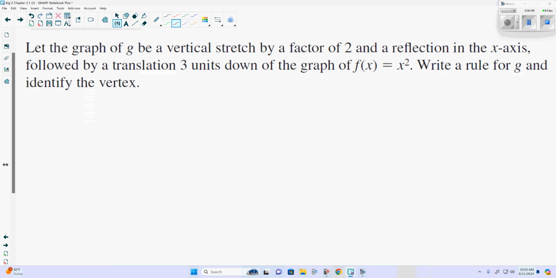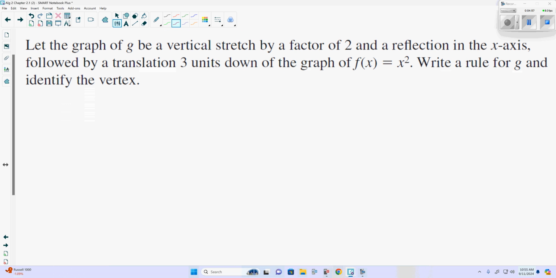So if we look at this first one here: let the graph of g be a vertical stretch by a factor of 2, reflection in the x-axis, followed by translation 3 units down of the graph f of x equals x squared. Write a rule for this. So we have three different transformations: vertical stretch of 2, reflection in the x-axis, 3 units down. And we're going to do these in order. So the first one, I'm just going to call it h of x. Vertical stretch by a factor of 2.